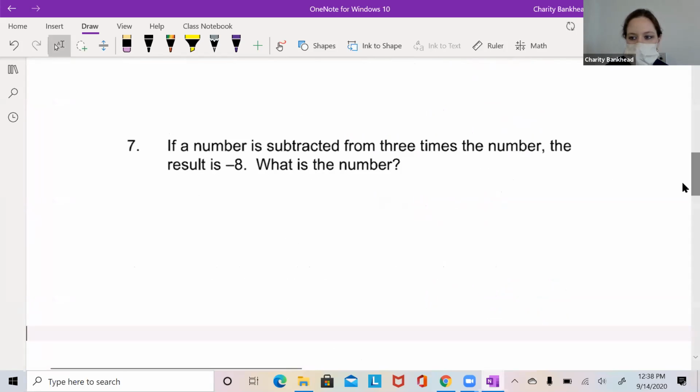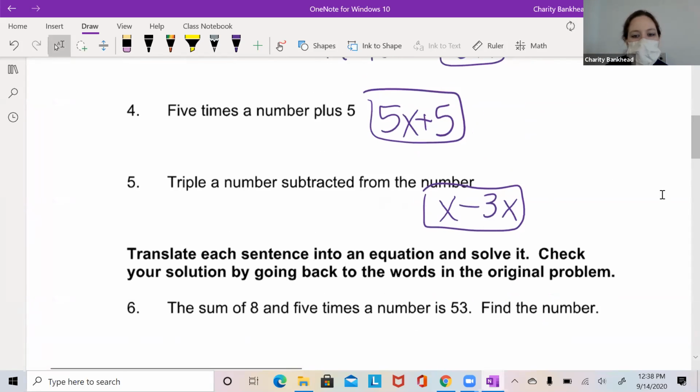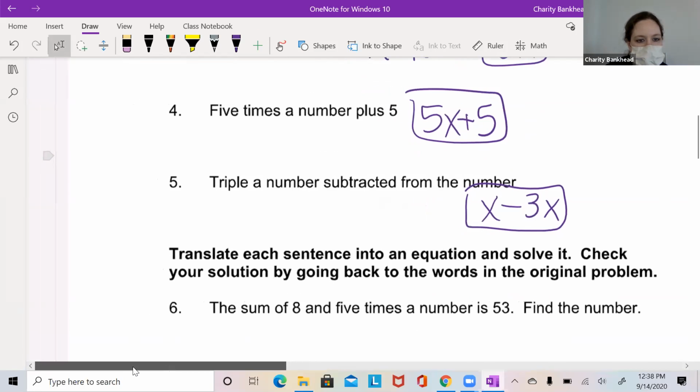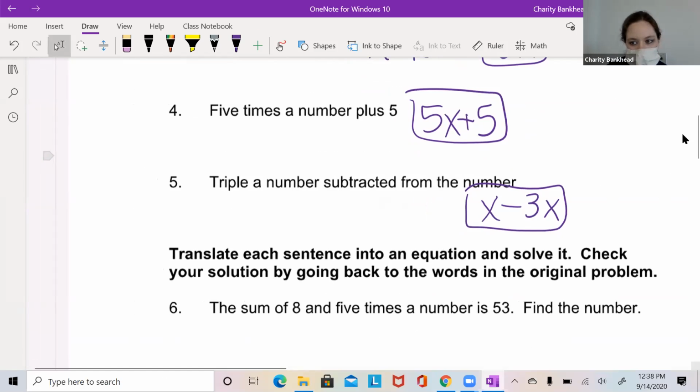Oops. All right. Translate each sentence into an equation and solve it. Check your solution by going back to the words in the original problem. All right.